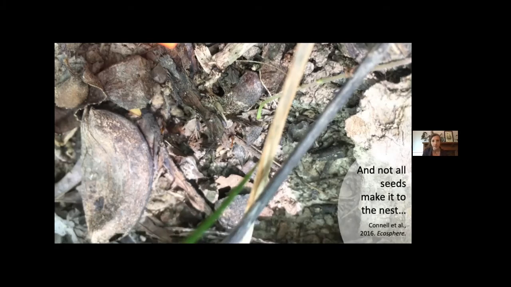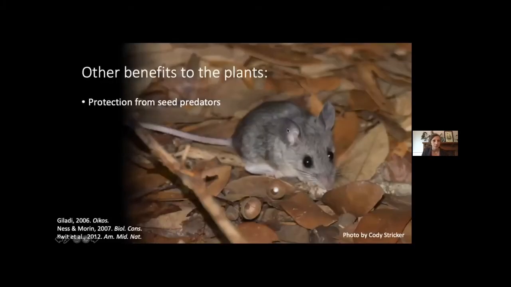And this isn't the end of it. Another thing to consider is that mice and other rodents will also eat these seeds if given the opportunity. But if seeds are being taken down into the nest, and especially if the elaiosomes are being removed, the seeds are a lot harder to access and a lot less attractive for mice and other rodents. And so ants are actually providing this protection from predation for the seeds as well.